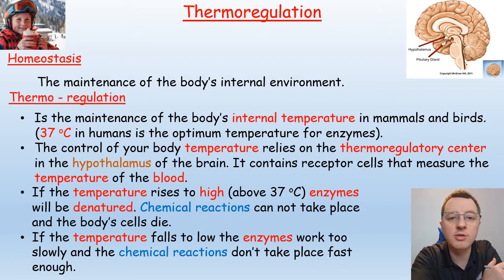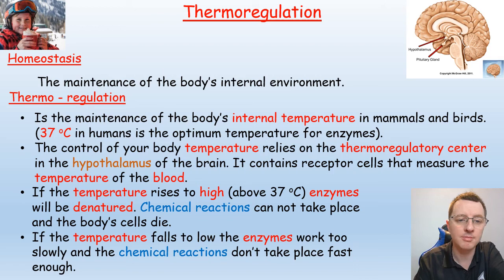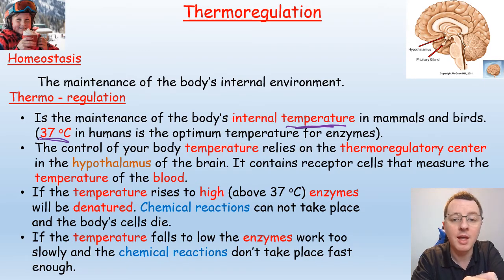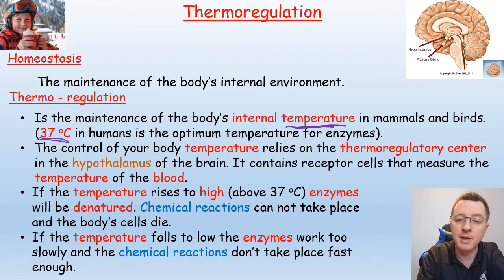As I've already mentioned, thermoregulation is a very specific example of homeostasis. And homeostasis is the maintenance of a body's internal environment. Thermoregulation is the maintenance of a body's internal temperature. In mammals and birds, that means maintaining 37 degrees C. In fact, that's the optimum temperature in many living organisms for their enzymes.